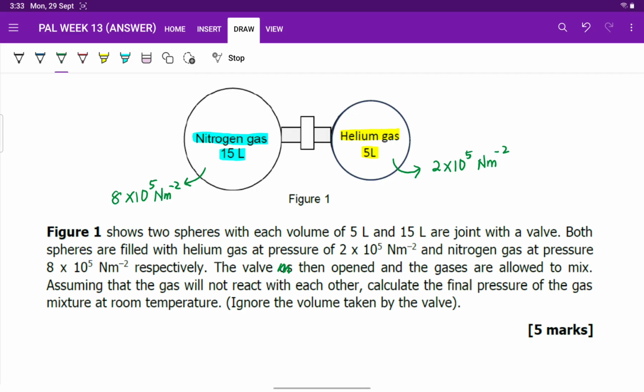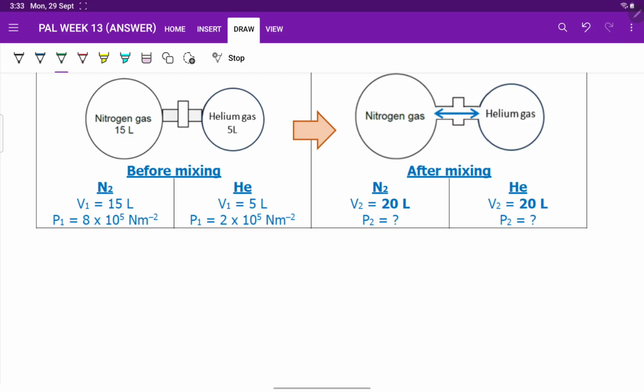Okay, at first glance for this question, you might think you need to use the ideal gas equation. But think again. For this question, we will not use the ideal gas equation here. So let's take a look back at what informations we have. To make it simple, I made a diagram for before and after the mixing of the gases. This one is the diagram before. We have nitrogen gas 15 liter, helium gas 5 liter with its pressure.